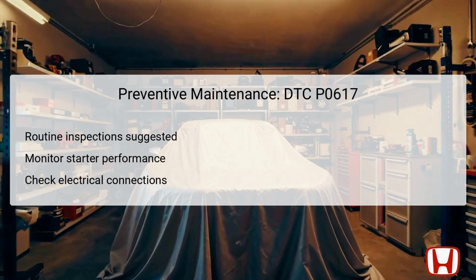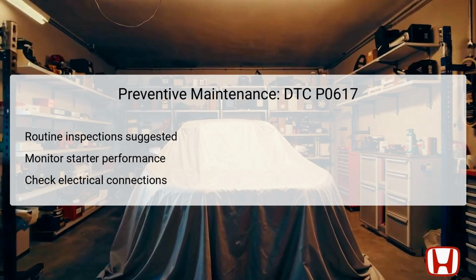To prevent future occurrences of DTC P0617, consistent preventive maintenance is recommended. It is advisable to conduct routine inspections of the starter cut relay circuits, checking for wear and tear or potential points of fault, such as frayed wires or corroded connectors.